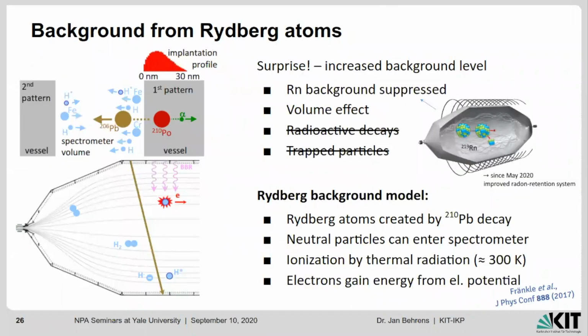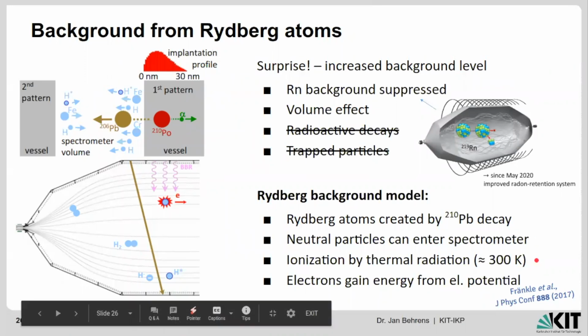So one thing that we are investigating is, because the ionization is by thermal radiation, we try to cool down the spectrometer by some amount. Of course, we are limited because of other components, but if we reduce the temperature by 10 Kelvin, for example, we can see some background reduction. So this is one way of tackling this, because this is one of the inputs to the generation mechanism.